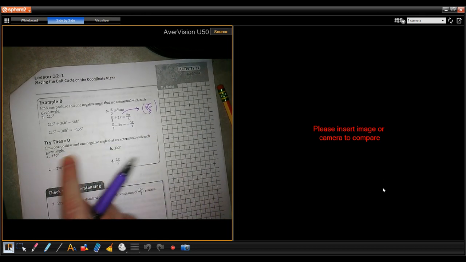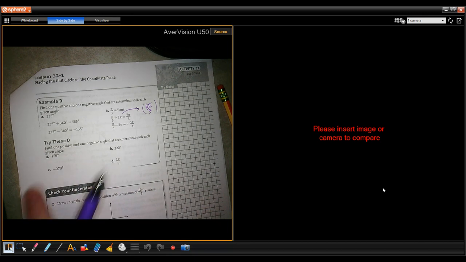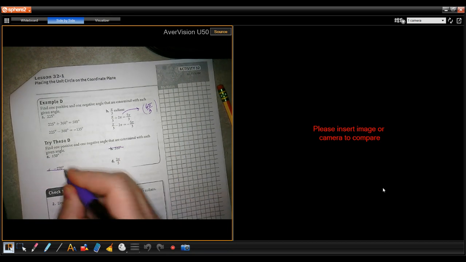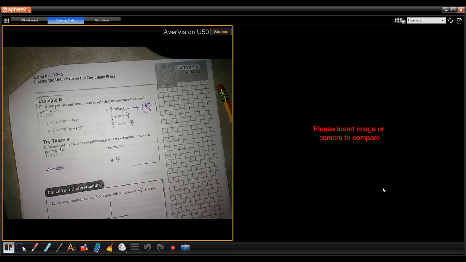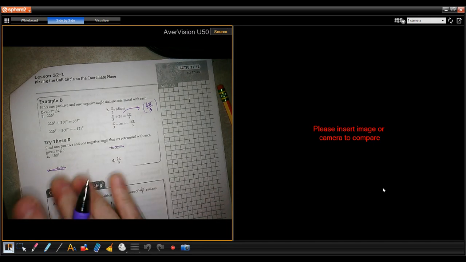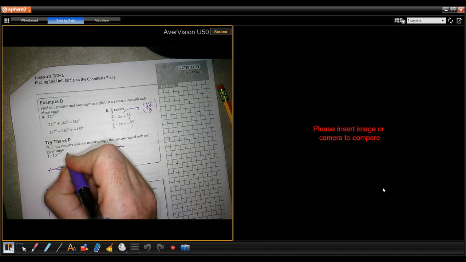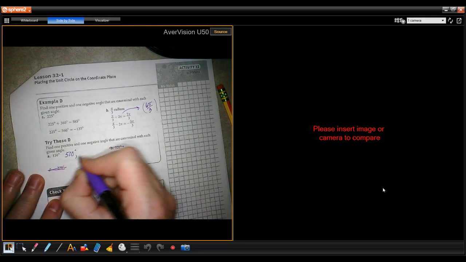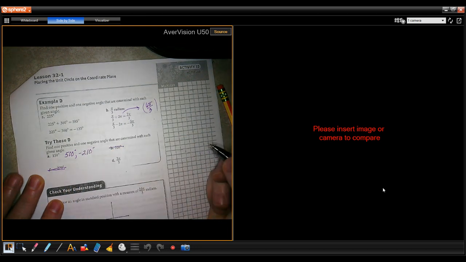Find one positive one. Okay, 150. So I'll give you a moment to do A. So we're just going to do A and D. If you want to pause the video again, do A and D, and then come back. Okay, so hopefully you did that. So a positive angle will be 510, and a negative angle will be negative 210.